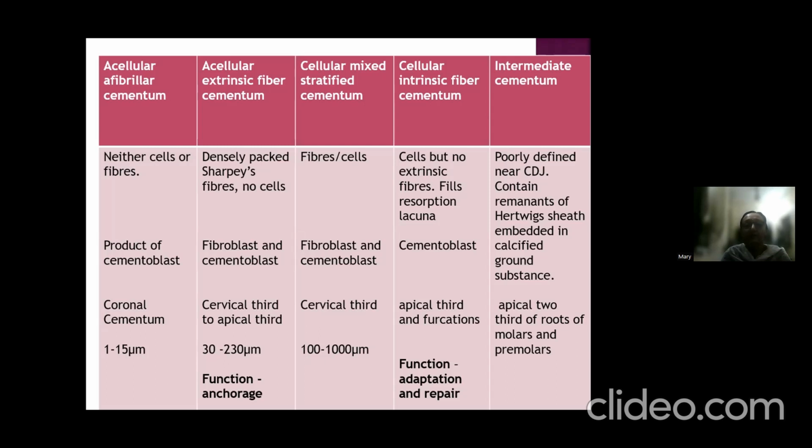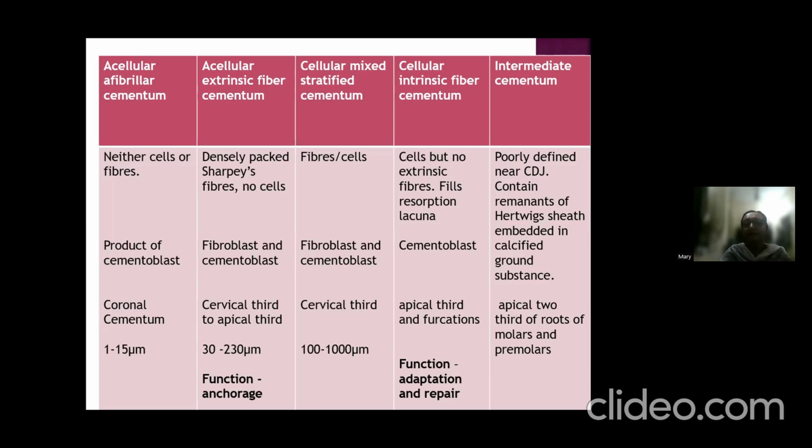Then the third type is the mixed stratified cementum. These contain both fibers and cells, and they are derived from fibroblasts and cementoblasts, and they occupy the cervical third portion of the root, and they are about 100 to 1000 micrometers in thickness.